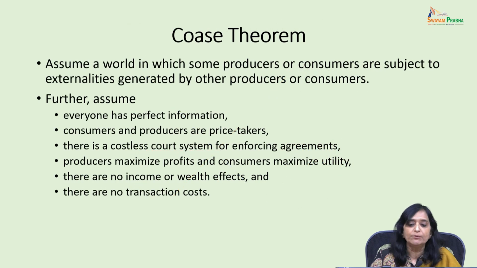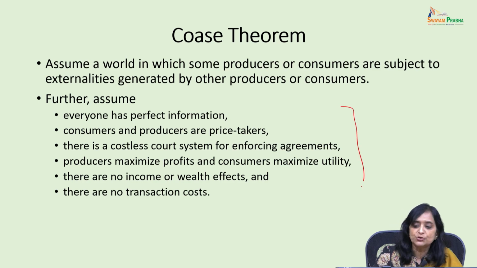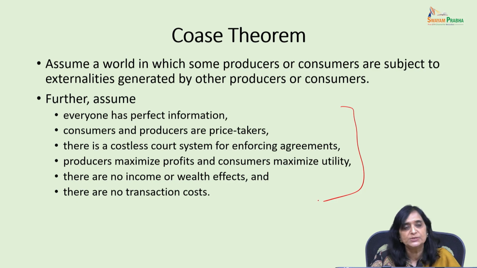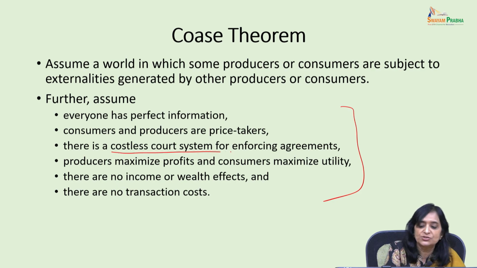Now, the Coase theorem basically assumes that some producers or consumers are subject to externalities generated by other producers or consumers. So these are some of the assumptions on which this Coase theorem is based. Something like everybody has perfect information. It's a perfect market, so consumers and producers are price takers. There is a costless court system, then only the transaction cost will be zero.